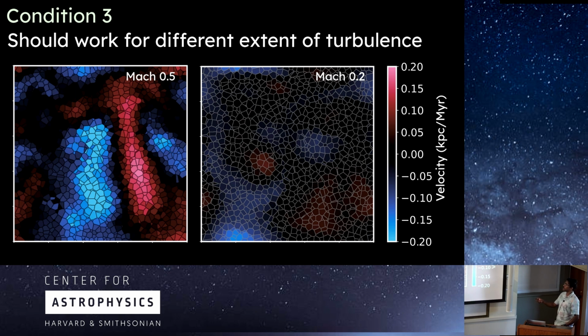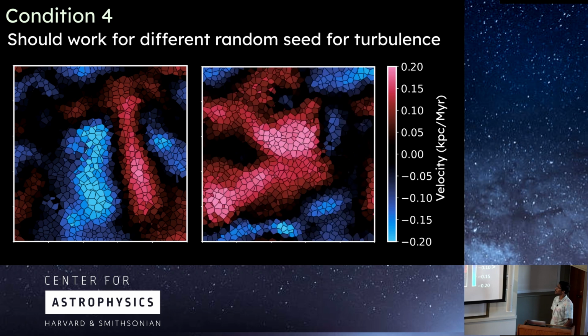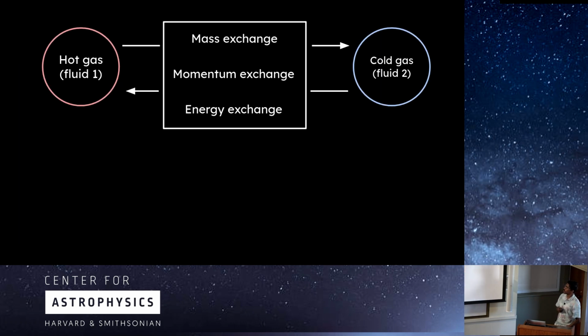It should work for a range of Mach numbers. So this is turbulent Mach number. So the model should work not just for one. It shouldn't be that you just happen to work for one Mach number and it doesn't work for another. And it should also work for different initializations of turbulence. So with those 4 conditions, we made the model.